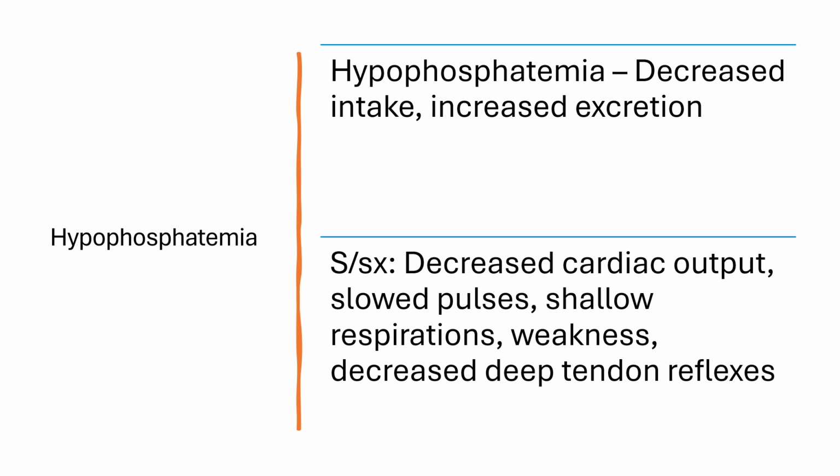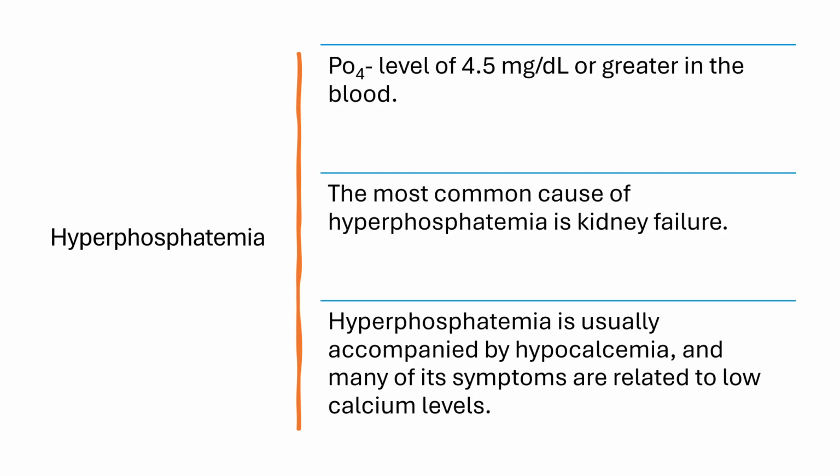And if you think about it, the way I always think about this one is if you think about what hypercalcemia looks like, that's what hypophosphatemia is going to look like. Because remember, they're opposites of one another. When my calcium goes up, my phosphorus goes down. Hyperphosphatemia, level of 4.5 or greater. The most common cause is kidney failure, and it's usually accompanied by hypocalcemia, and many of its symptoms are related to low calcium levels.